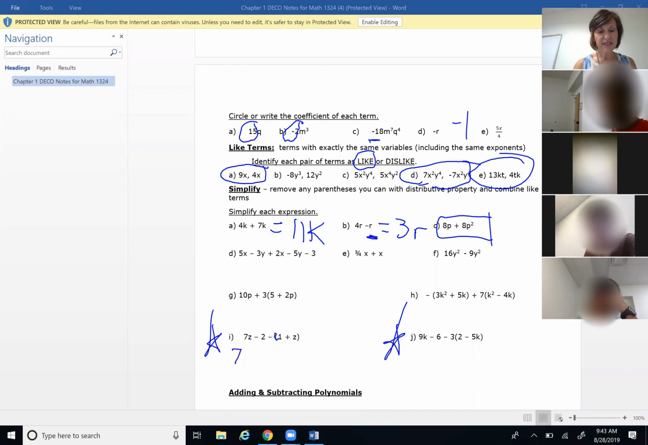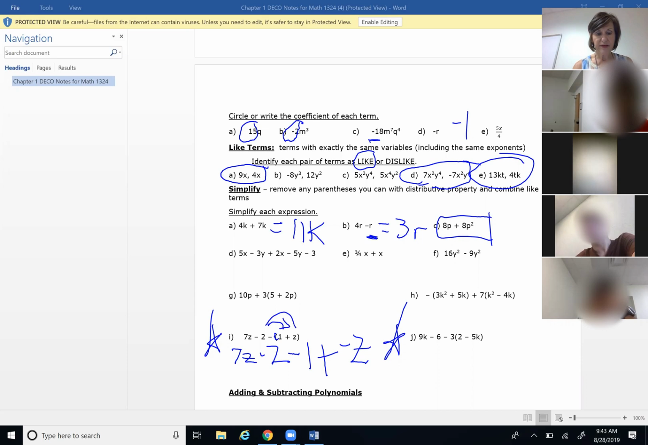So I still have 7z minus 2. Now, if I multiply a -1 times a +1, what does that turn into? A -1, right? And then I multiply a -1 times a positive z. What does that turn into? Plus a -z, right? That's distributing by multiplying everything inside that parentheses by the -1. It changed both the signs. So I now have a -1 plus a -z.